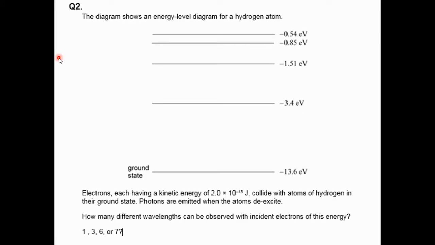Question 2. This diagram shows an energy level diagram for a hydrogen atom. Electrons, each having kinetic energy 2.0 times 10 to the minus 18 joules, collide with atoms of hydrogen in their ground state. Photons are emitted when the atoms de-excite. How many different wavelengths can be observed with incident electrons of this energy? 1, 3, 6, or 7. Pause the video now and spend about a minute on this question.